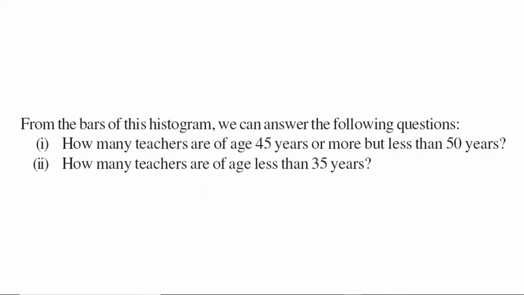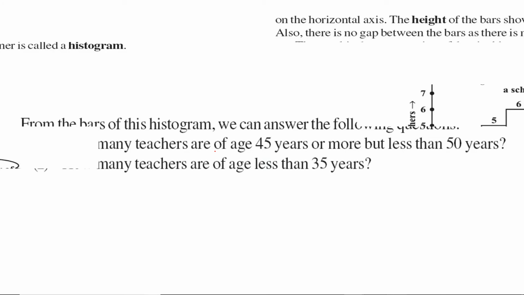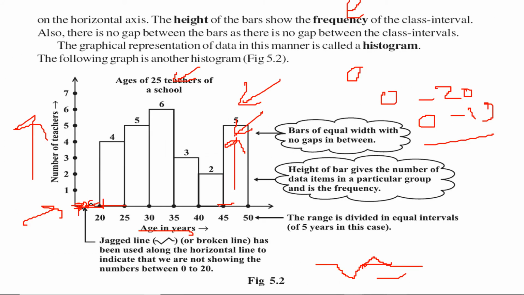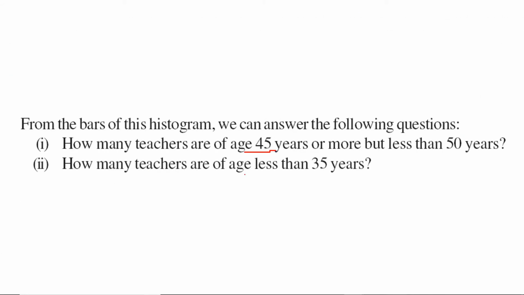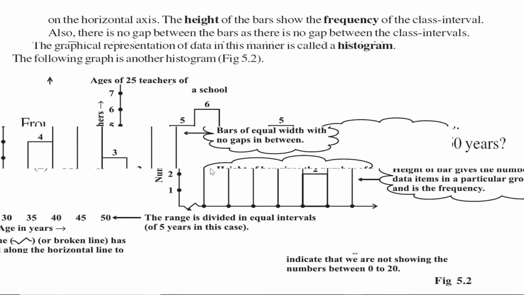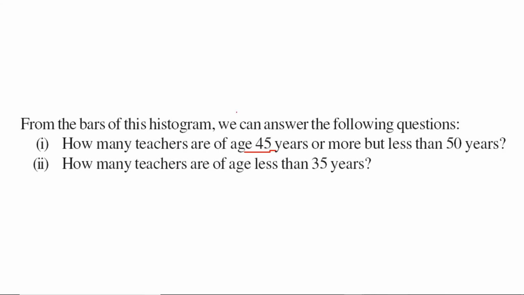So from this graph we can easily answer how many teachers are of age 45 years or more but less than 50 years. Let us go back. 45 and less than 50, so this is 5. The next one is how many teachers are of age less than 35 years? We have to take from this point to this point. So 6 plus 5 plus 4, that will be 15. This is how we answer, and this is the bar graph with a difference.